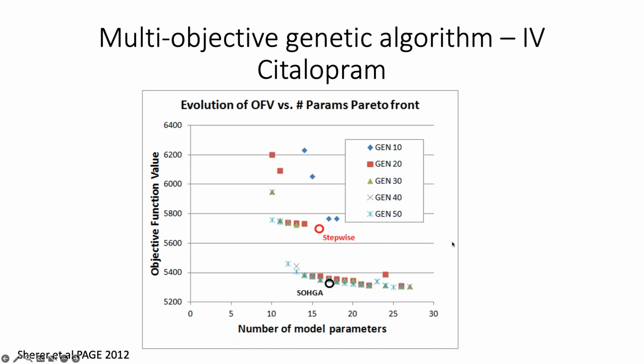Here we illustrate the same example with a data set for IV citalopram, intravenous citalopram. And again, we have the non-dominated front after 50 generations. The stepwise model is really quite a dominated solution. We could have done much, much better. The single objective solution lies right on that front. And again, you can look at the trade-off.